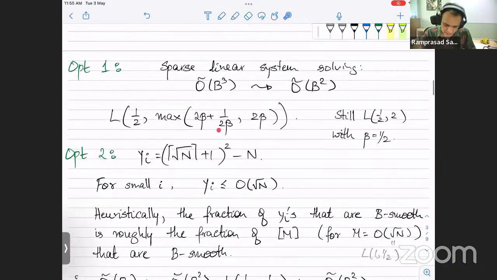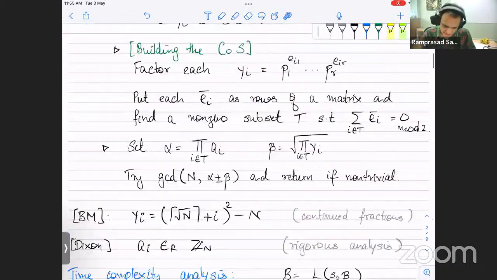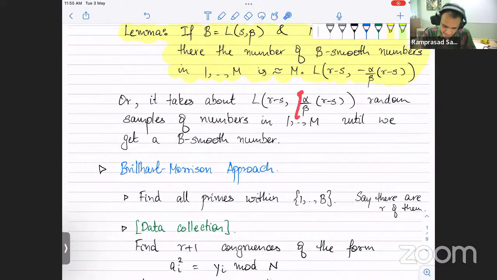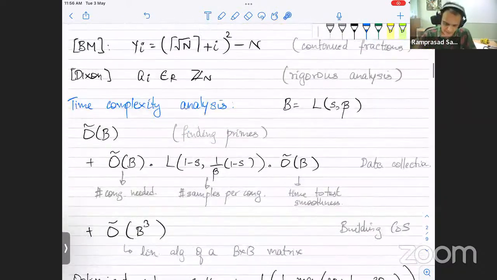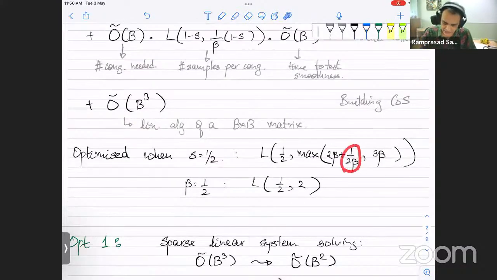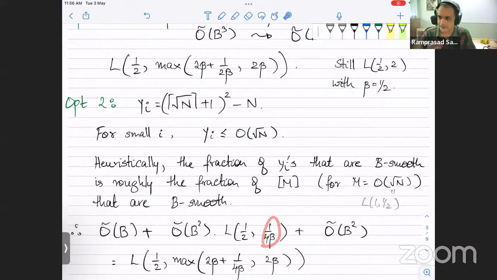This 1 by 2 beta ends up becoming something like 1 by 4 beta. Because if you recall, where was that bound? It was something like this term. Previously, alpha was equal to 1, beta was whatever beta was, R was 1. So you got 1 minus S by 2. But now alpha itself is half. So you get 1 minus S by 4 as opposed to 1 minus S by 2. So therefore you end up getting 1 by 4 beta as opposed to 1 by 2 beta.